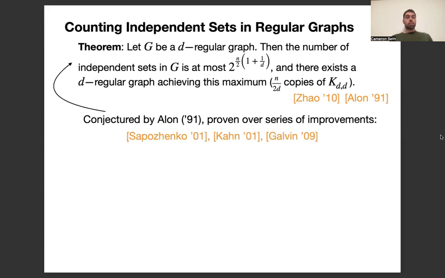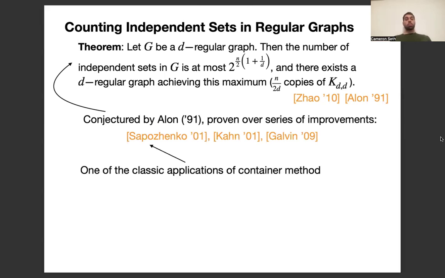This is a famous theorem, and it was first conjectured by Alon in the 90s, and it took some time to prove. There were a number of improvements slowly over time, one of which was this result by Sapozhenko. In that, the container method was the main technique, and at the time this was one of the classic applications of the container method.